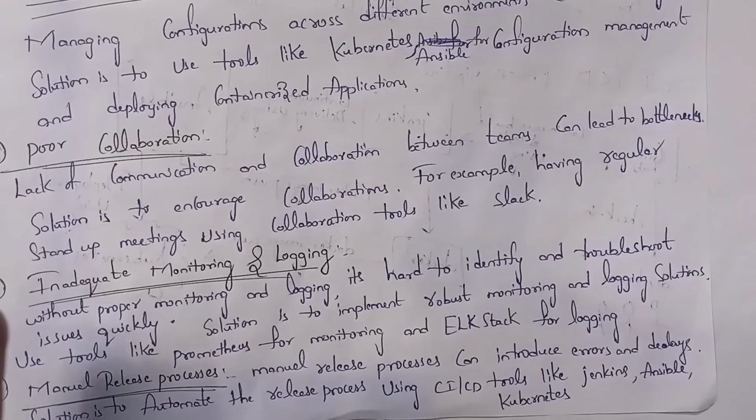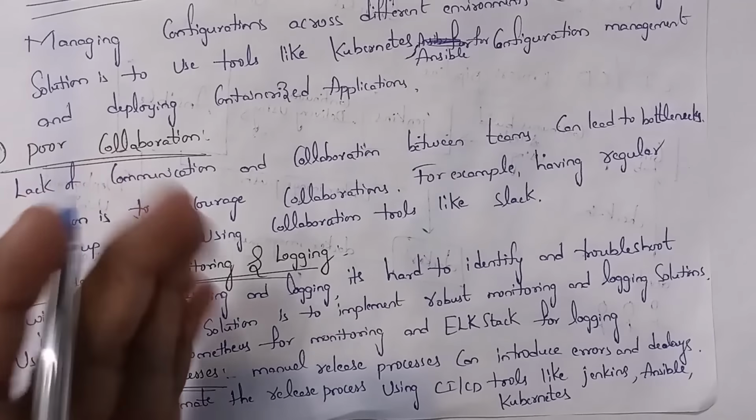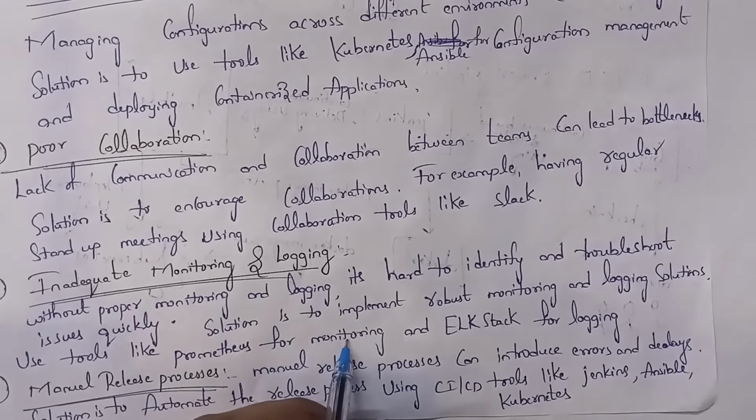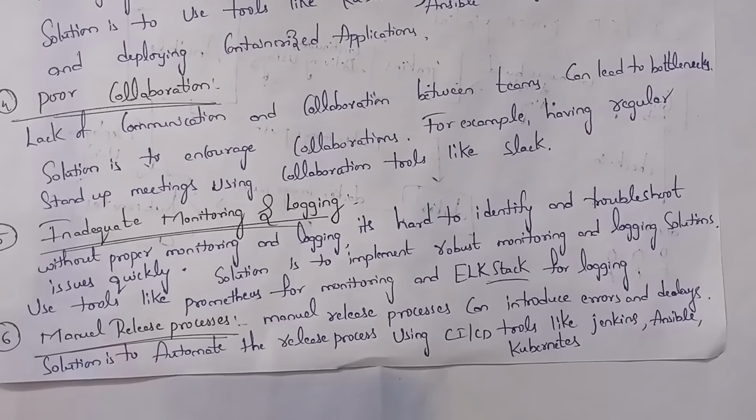Fifth one is inadequate monitoring and logging. Guys, even after placing our application in the server, we need to check whether the application is working smoothly or not. So in DevOps for monitoring and logging, we can use tools like Prometheus for monitoring, whereas ELK stack for logging. And last one is manual release process.